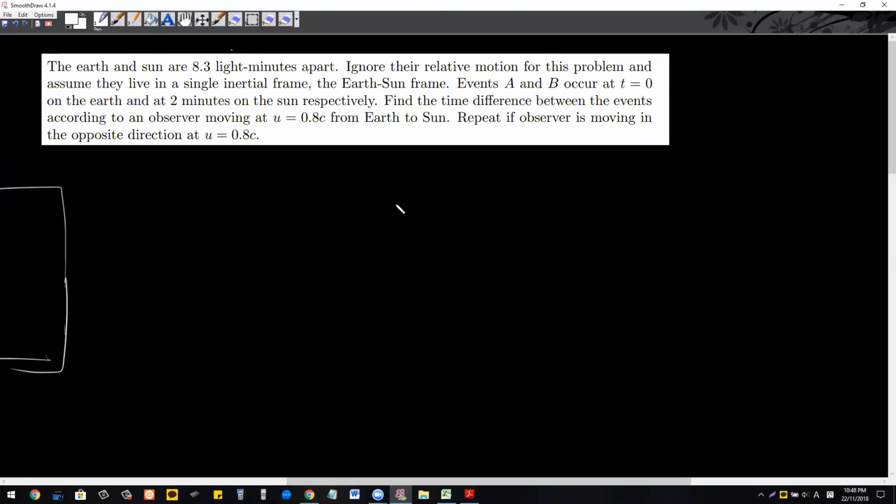So the Earth and Sun are 8.3 light minutes apart. Ignore their relative motion for this problem. Okay, so this is the Earth and this is the Sun. Events A and B occur at time equals 0 on Earth and 2 minutes on the Sun, respectively. So this is event A here, which happens over here, and the time is 0 for that. Event B occurs here at time equals 2 on the Sun.